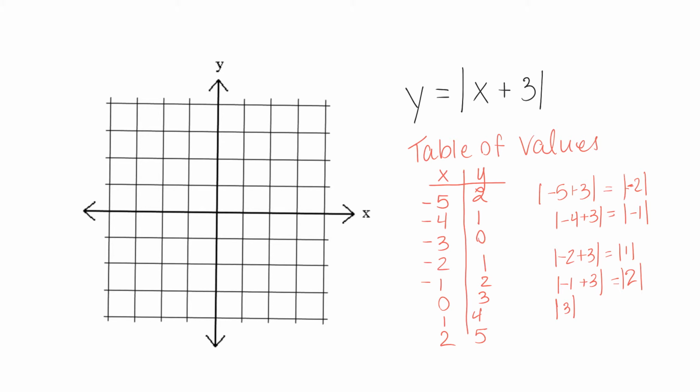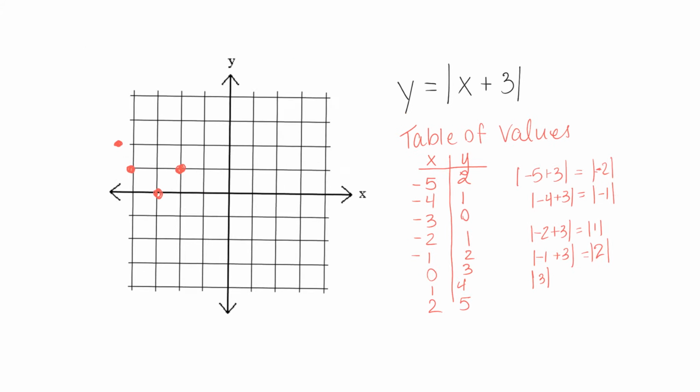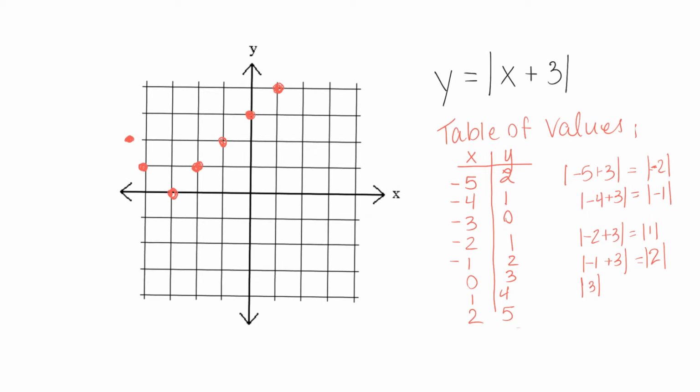So -5, up 2. -4, up 1. -3, 0. -2, up 1. Oh, look, what has happened? -1, up 2. 0, up 3. 1, up 4, and I'm going to stop there because my graph is running out, and that's okay.